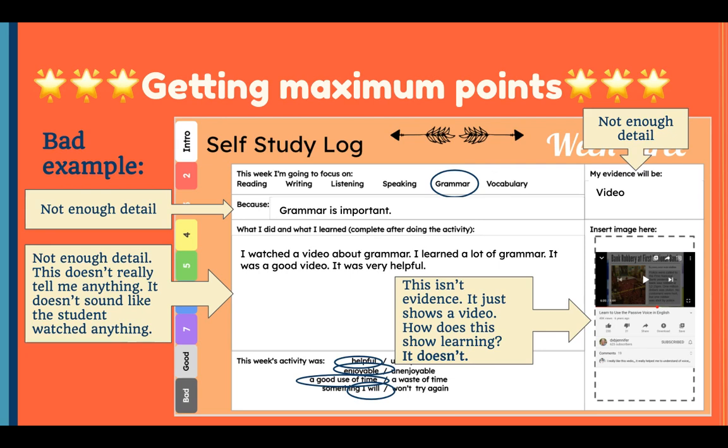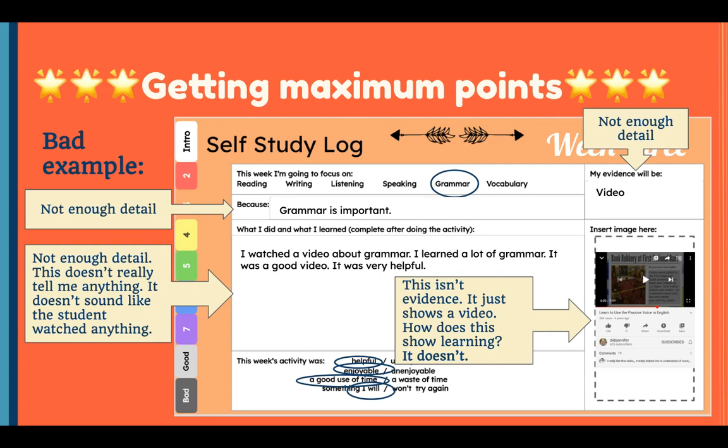Here the student wrote, I watched a video about grammar. I learned a lot of grammar. It was a good video. It was very helpful. That doesn't really tell me anything. I don't know specifically anything about this video. But video evidence will be a video, and the screenshot is a screenshot of a video. But I don't know if the student learned anything.